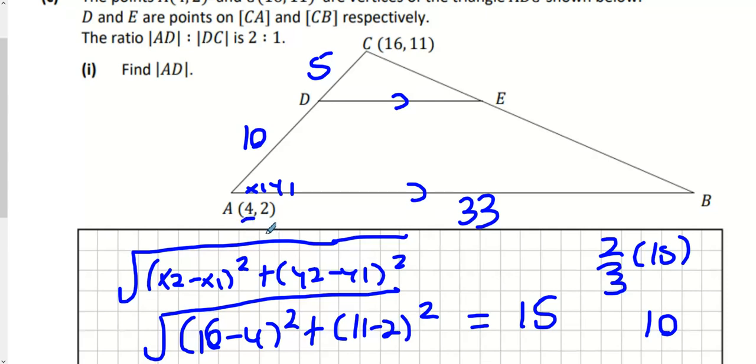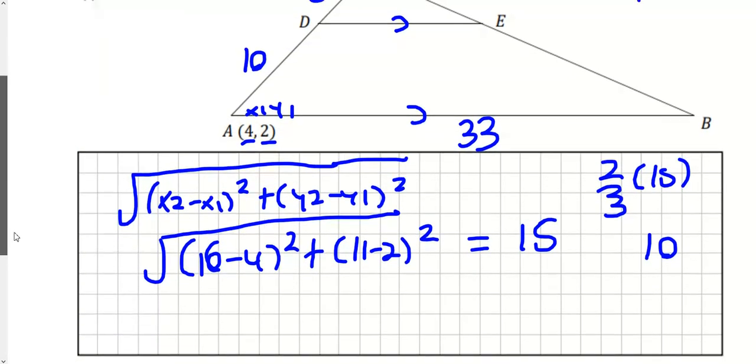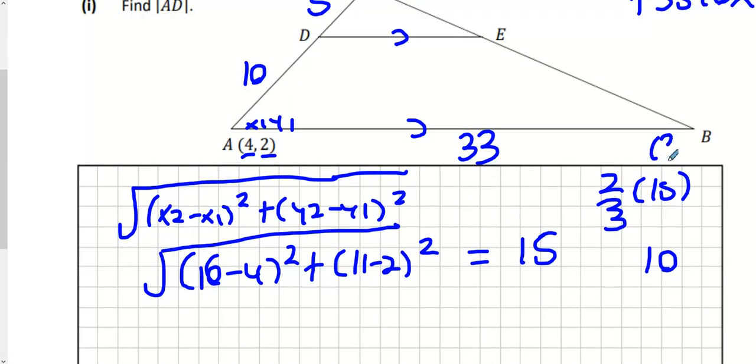See the way you're at 4, 2, and you go 33 across. 33 directly across is 33 to the x value only. So it's 33 to the x value only, okay? So you're just going to add 33 onto 4, and you're going to get 37. So B is going to be the point 37, 2, because you're just adding 33 onto the 4.